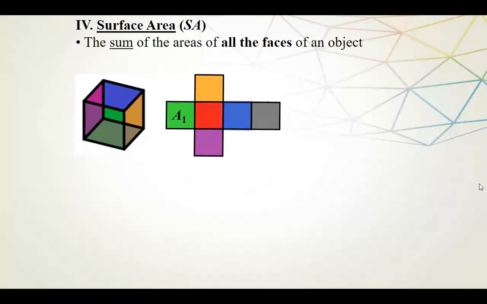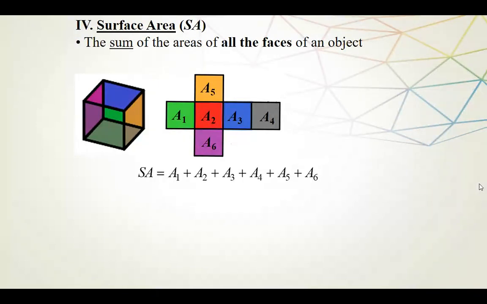So the area of the green face we'll call A1, A1 for area 1. Now you can't quite see it, but there is a red face here. We'll call it A2. The blue face we'll call A3. The gray face, which again you can't quite see, is A4. This orange colored face is A5. And this purple colored face is A6.